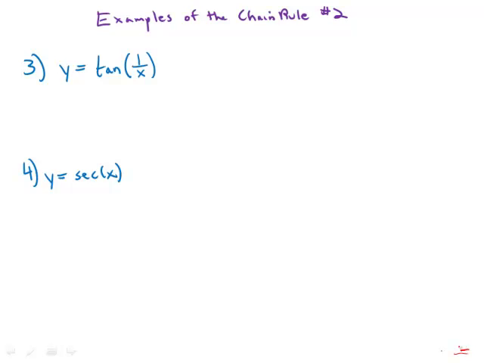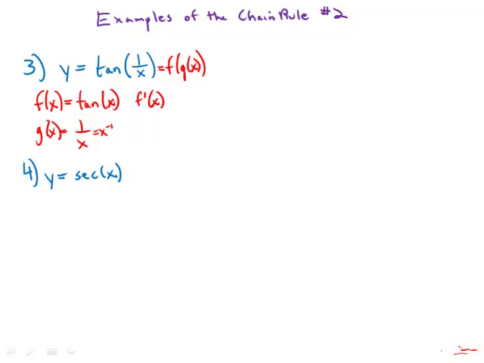Here are further examples of applying the chain rule. Y equals tangent of 1 over x. So again, step one is just figuring out if this is the composition of two functions, what function is on the outside, what function is on the inside. Here it's relatively straightforward to see that f of x is tan x, and what we're plugging into that is 1 over x, or x to the negative 1.